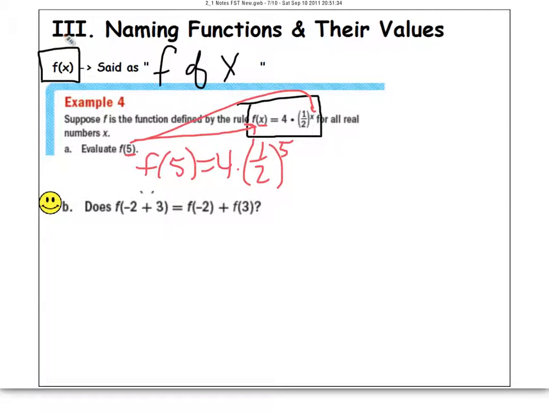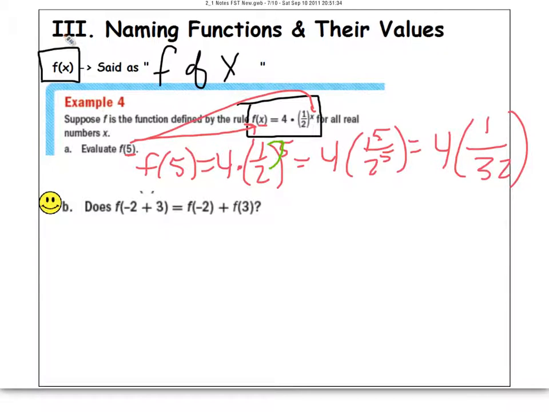Now, I want to keep this as a fraction answer. I don't want to use my calculator and get a decimal. So let's review. What do you do when there's an exponent on the outside? Well, that exponent goes to both of these numbers. So that means it's 4 times 1 to the 5th power over 2 to the 5th power. And that's going to simplify. 1 to the 5th is 1. 2 to the 5th, be careful, is 32. To multiply a whole number in a fraction, you just put it over 1, multiply straight across. So 4 over 32 is therefore going to simplify to 1/8. So that is our final answer.